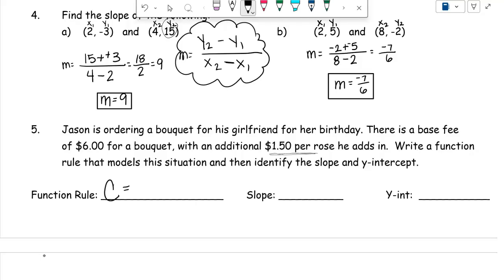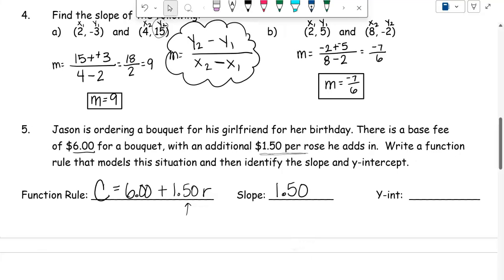So we're going to look for what his bouquet is going to cost him. First, he's got to have the basic bouquet for $6. Plus, he's going to be charged $1.50 for every rose that he puts in. Now, our slope is what changes the overall cost. So our slope is $1.50. Remember, you do not include that variable. It's just the number in front of it.